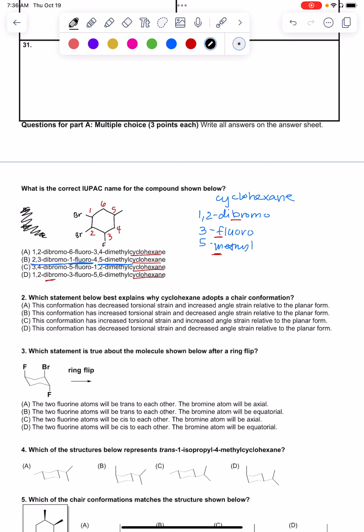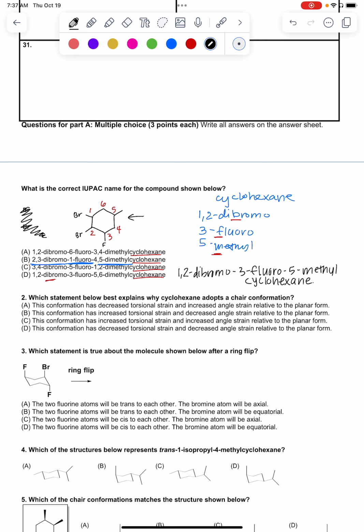So I would call this one here that we're doing 1,2-dibromo-3-fluoro-5-methylcyclohexane.